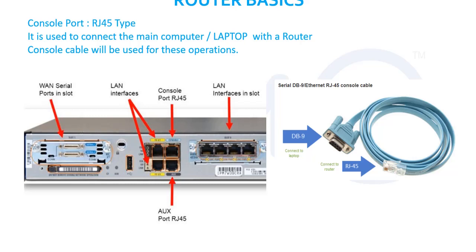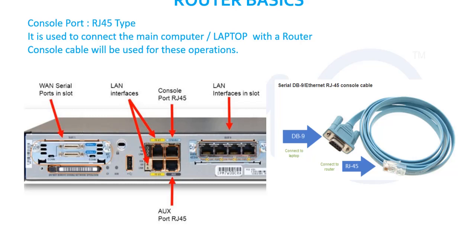So console port is used for connecting your laptop or desktop from the RJ45 cable to the serial port or USB port, and you can take control of the router device. So nobody will stop you in accessing the router. Then further you have LAN interfaces, auxiliary interface you are seeing.